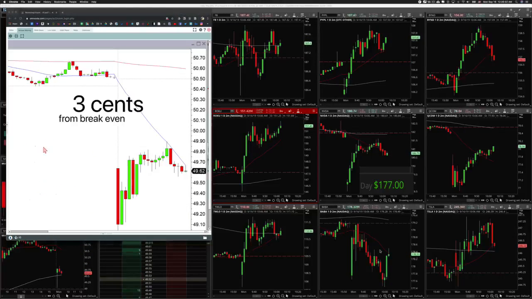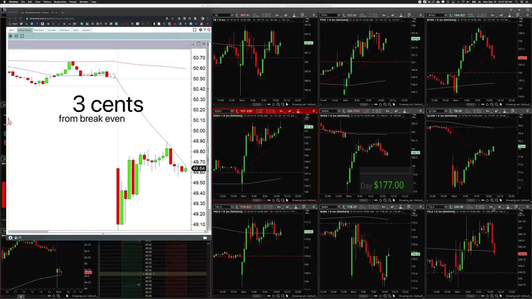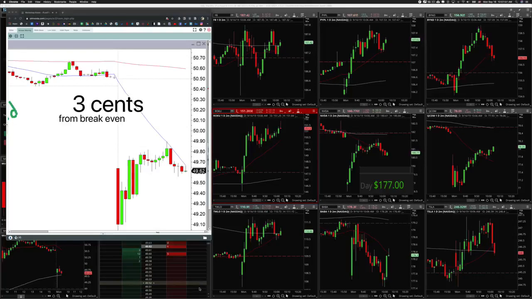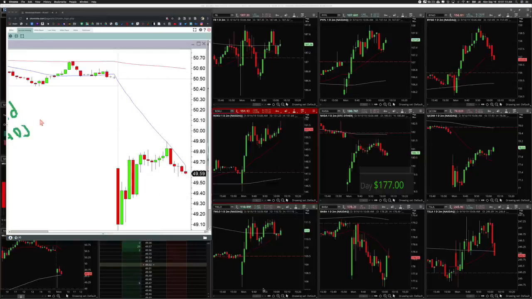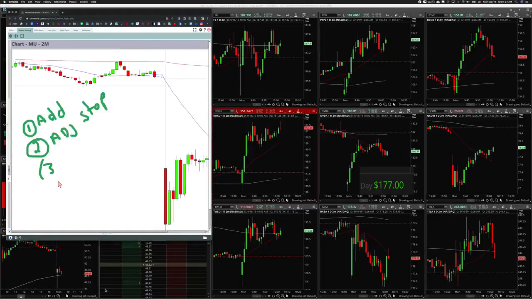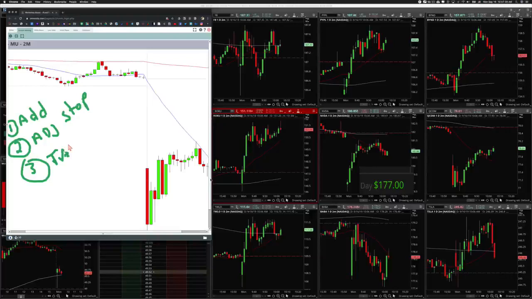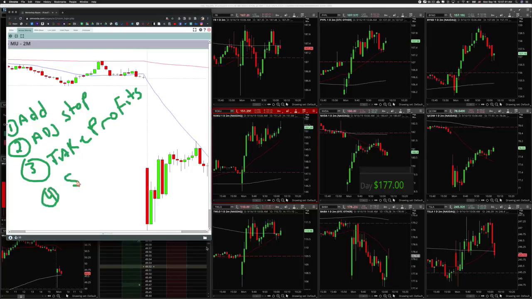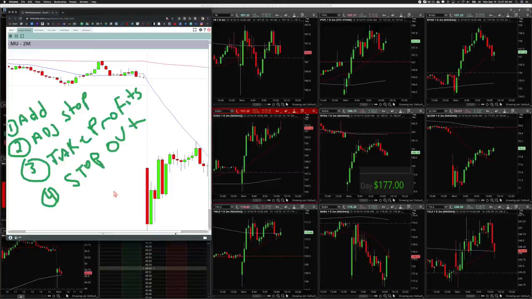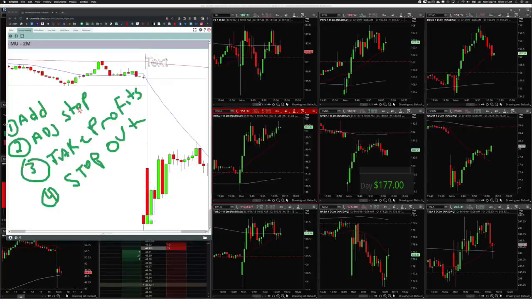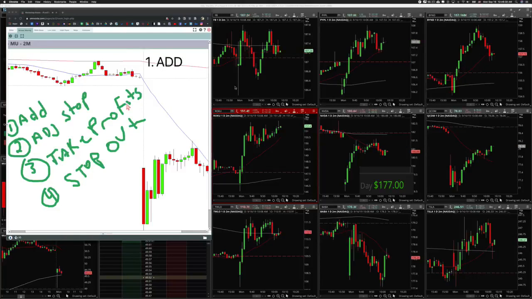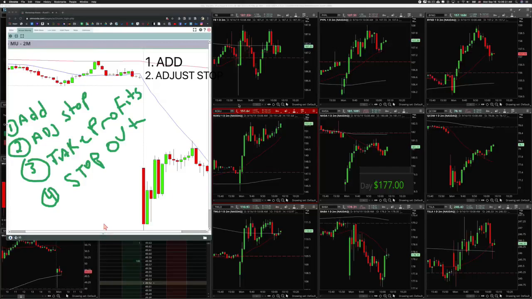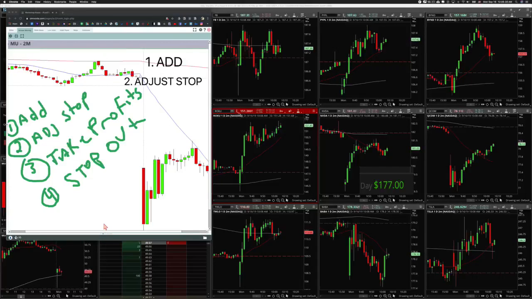Stop adjustments. There's only 4 things that you do in a trade. You add when you're supposed to. You adjust the stop when you're supposed to. You take profits when you're supposed to. Or you get stopped out. That's it. So whenever you're in doubt, ask: is it time to add? No. Is it time to adjust the stop? No. Are you at a profit taking point? No. Are you being stopped out? No. Then you do nothing. That is correct.